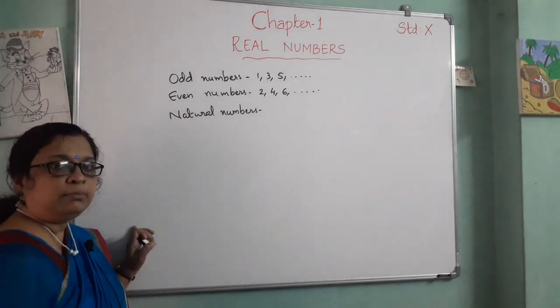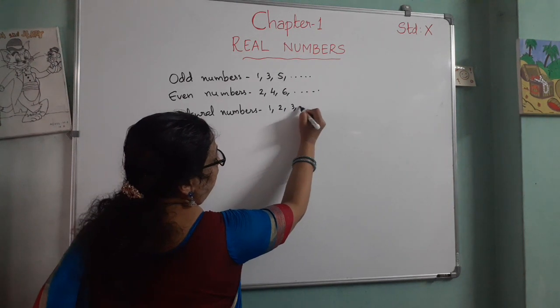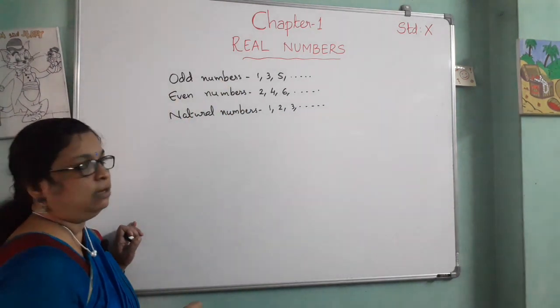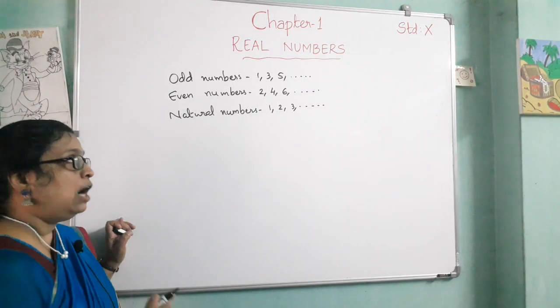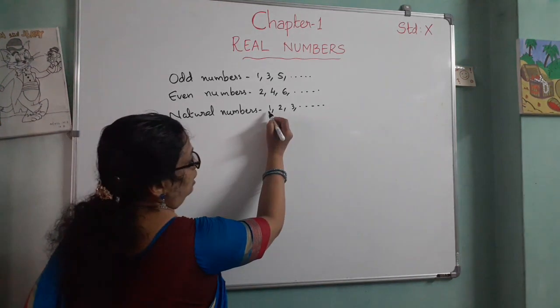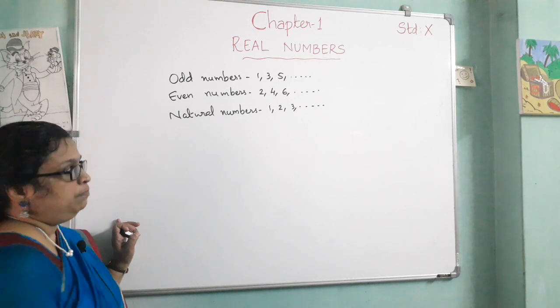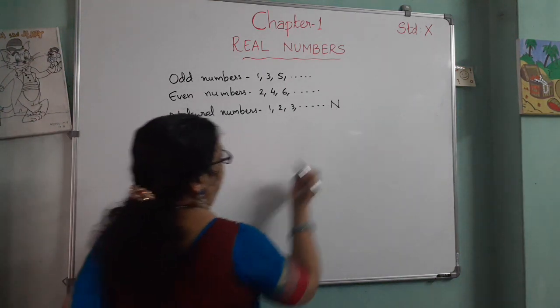natural numbers are counting numbers, so starting from 1, 2, 3, etc. That is the combination of odd and even numbers are called natural numbers, and natural numbers are counting numbers. We are counting from 1. So the smallest natural number is 1 and the greatest natural number we can't say. And natural numbers are represented by capital N.